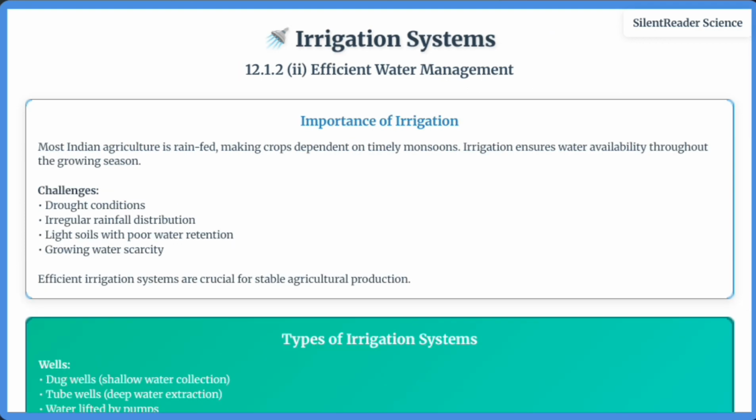Efficient water management through irrigation is essential for reliable crop production. Since most Indian agriculture depends on monsoon rains, irrigation systems ensure water availability throughout the growing season. We have different irrigation methods: wells including dug wells and tube wells, canals that distribute water from rivers and reservoirs, river lift systems that directly pump water from rivers, and tanks that store rainwater.